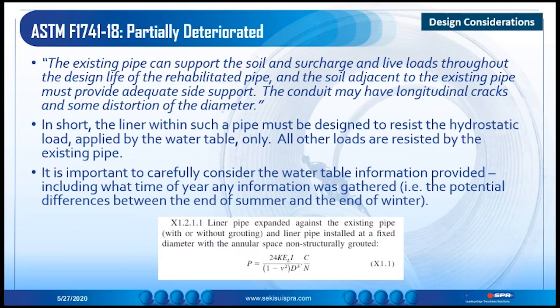In this situation, the liner that is designed according to the partially deteriorated standard under the same ASTM is to handle the hydrostatic load generated by the water table while the host pipe is still able to handle the remainder of the load. When designing to this standard, it is very important to understand the nature of the hydrostatic load. So it is necessary to consider times of the year when the water table is high and low and account for those differences to determine the final design of the spiral wound liner.